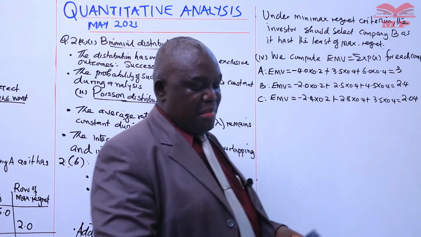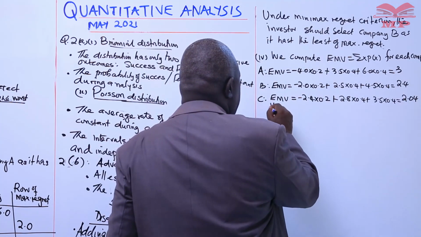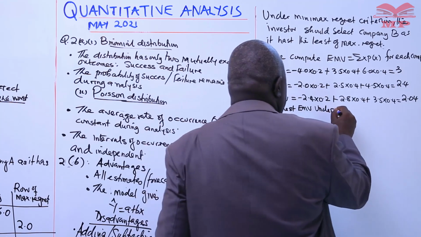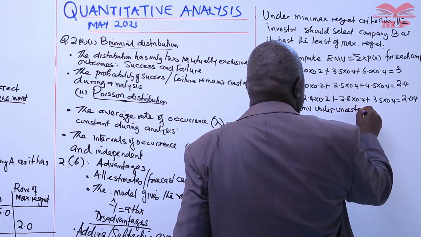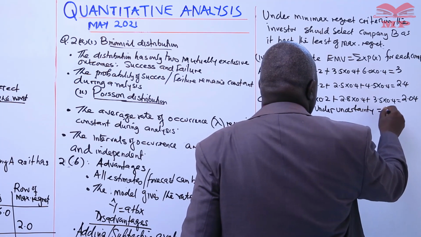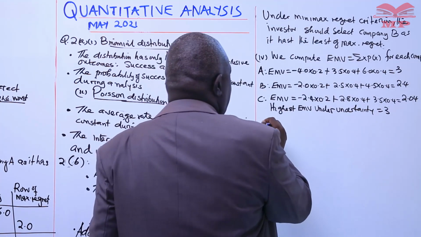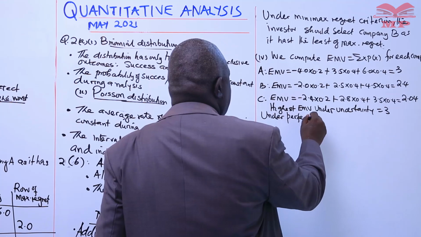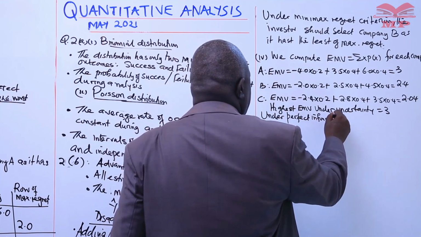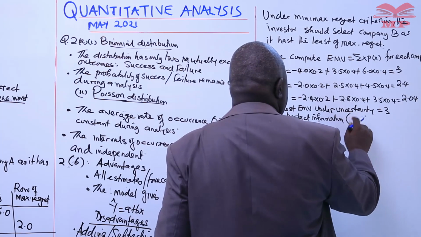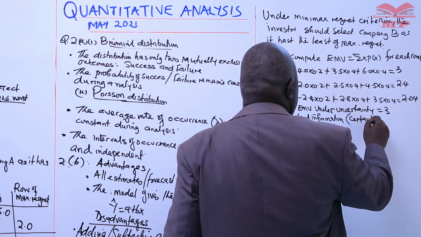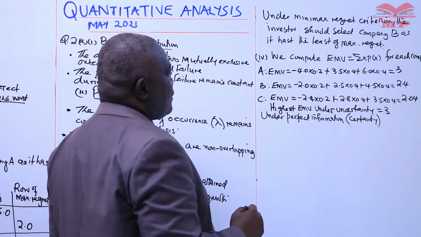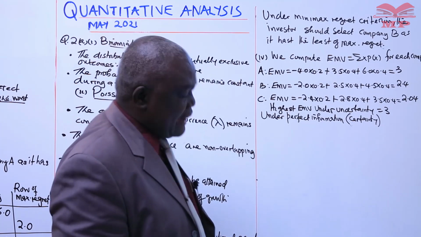But we have found the highest under uncertainty equals 3. So under perfect information, which is certainty, you are sure what tomorrow holds. So what do I get? I'll get these values.